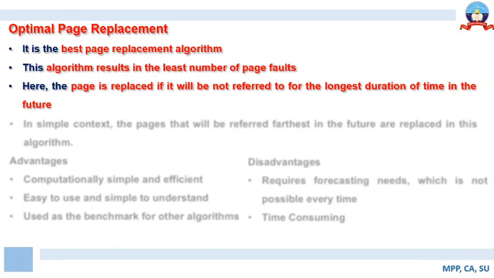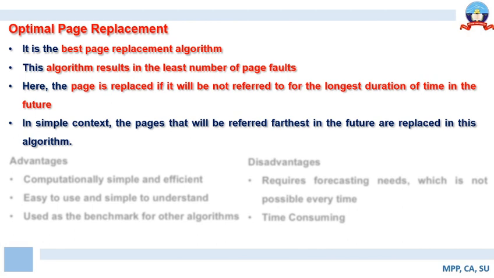In simple terms, here a page is selected for replacement if it is not referred to for the longest duration of time in future. In simple context, the page that will be referred farthest in future is replaced in this algorithm. Upon drawing an understanding of optimal page replacement algorithm, we can conclude that its effectiveness heavily relies on the ability of the forecasting technique.